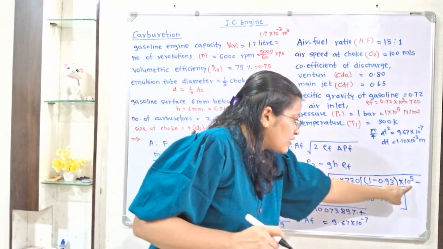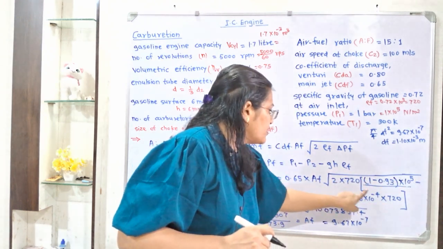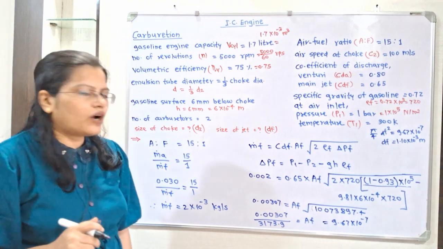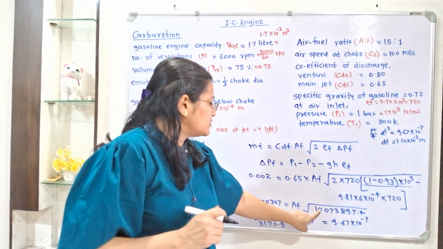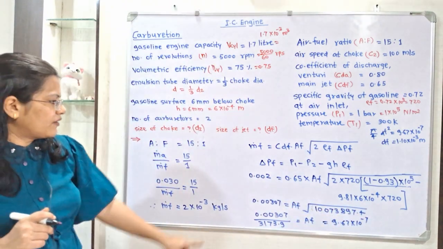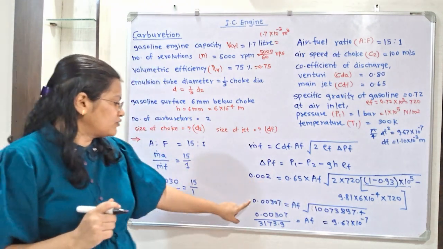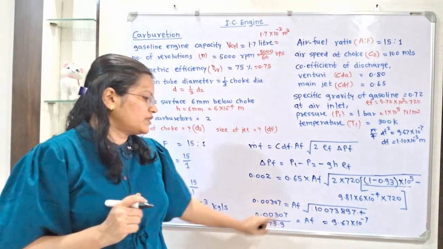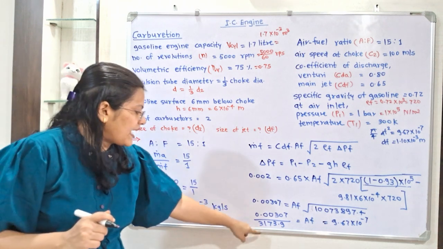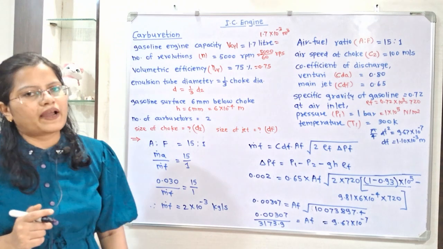So we have to first calculate this first term, minus this second term, and then we have to multiply with 2 into 720. So under root of this term is given 100,73897.4. And on the left hand side we will transfer this 0.65 to the left hand side. So 0.00307. So when we calculate this we will get AF equal to 9.67 into 10 raised to minus 7.